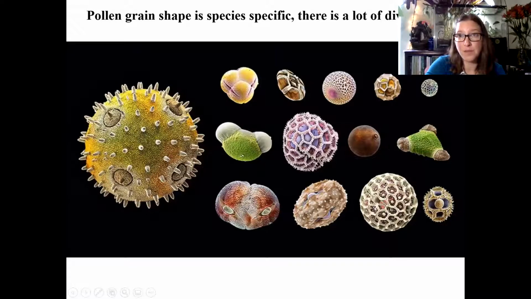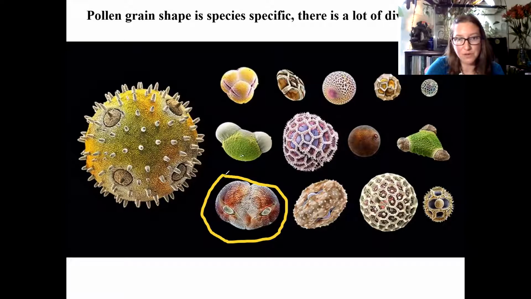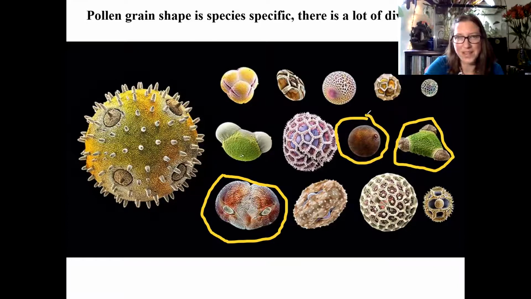Here are some scanning electron microscope images of pollen of angiosperms. There's a lot of different diversity and a lot of weird looking things. Whenever I look at this, to me, this looks almost like a lizard or something like that. It's like a little flying saucer. This kind of looks like an olive to me.